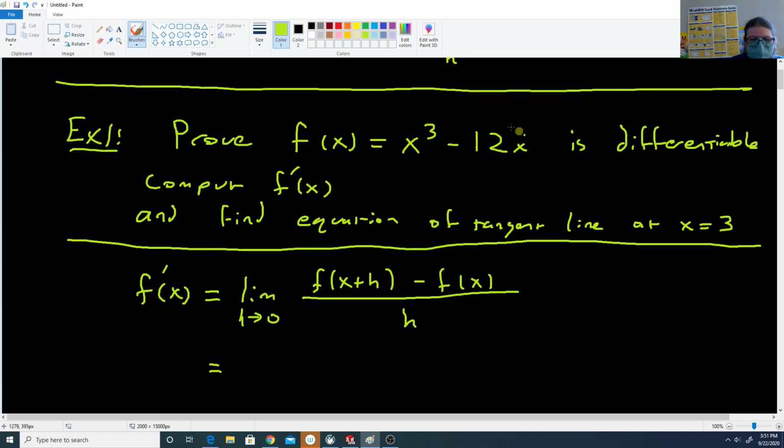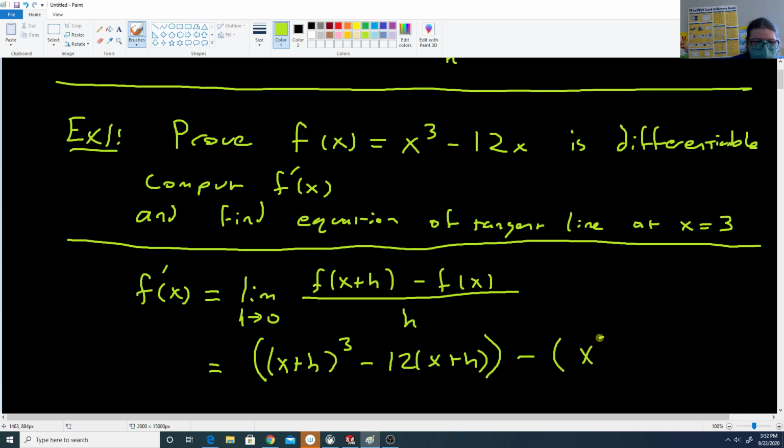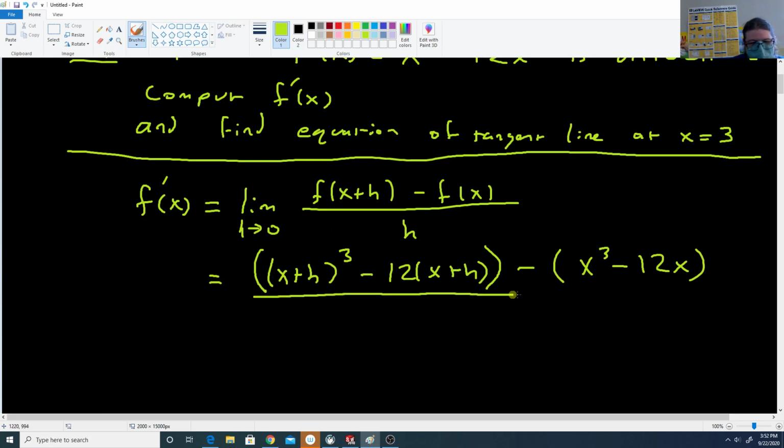So here's our base function, and then we'll have a function in terms of x that'll be our first derivative. So I need to figure out what f of x plus h is. What this says to do is x plus h cubed minus 12 times x plus h. So all the stuff in this parentheses is f of x plus h. We're going to subtract from it f of x, which is x cubed minus 12x. And then we're going to put that all over h, and again, I forgot my limit as h approaches 0.